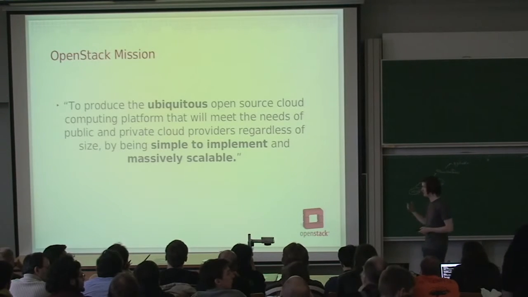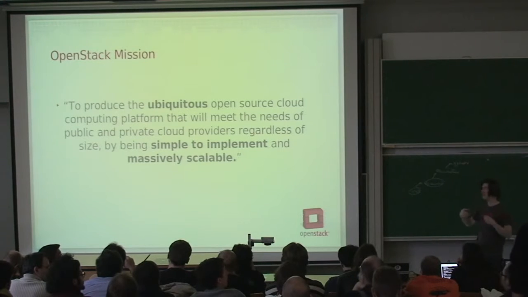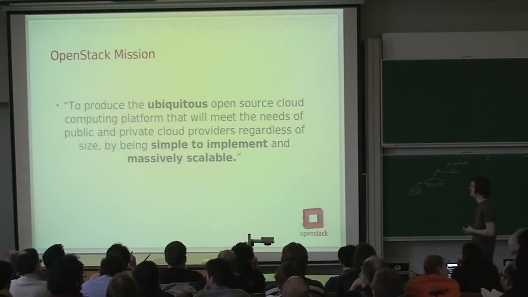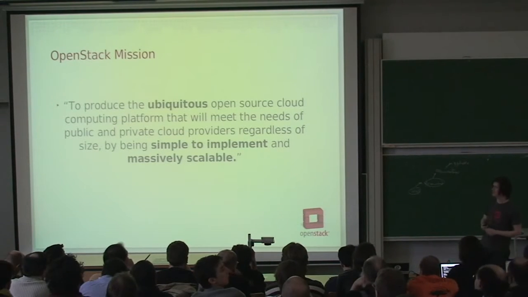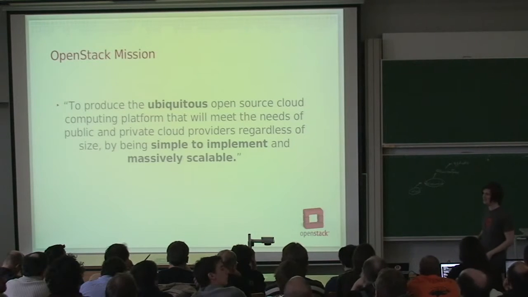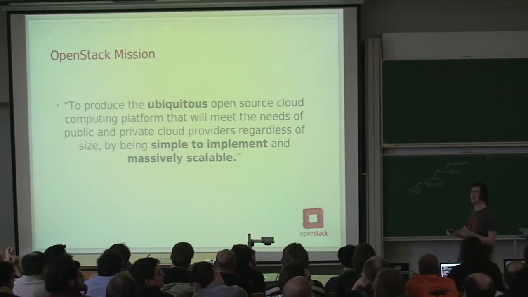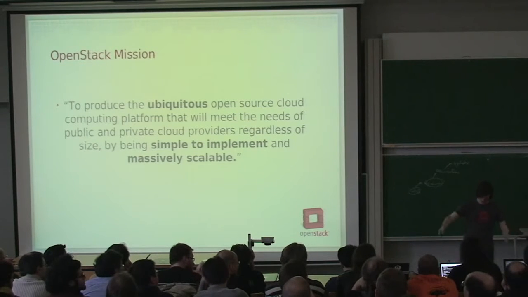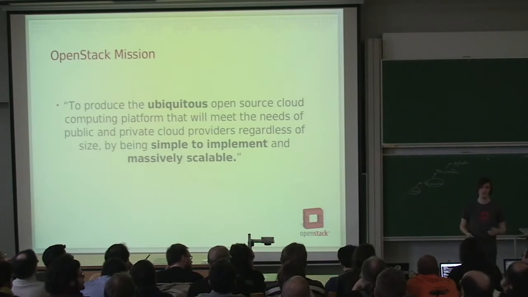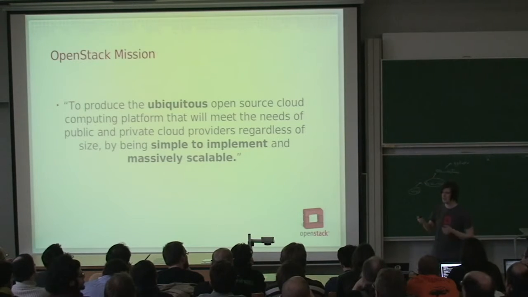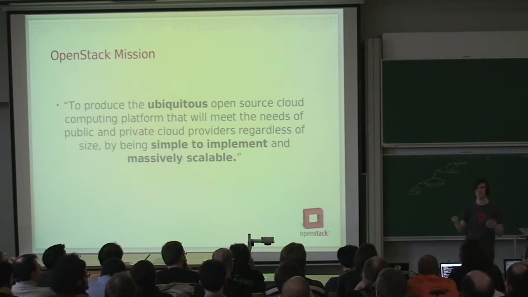So the mission that we set out to engage on is to produce the ubiquitous open source cloud computing platform that will meet the needs of public and private cloud providers, regardless of size, but being simple to implement and massively scalable. That's a lot of words. Basically, what we want to do is hopefully be the Apache of the cloud. So Apache is, if you don't have a good reason to do anything else, most people just go with Apache. Same thing for cloud computing. We kind of hope that we're going to have so many people behind it, and it's going to be really just the standard. I mean, this is what you're going to do unless you have a good reason not to.